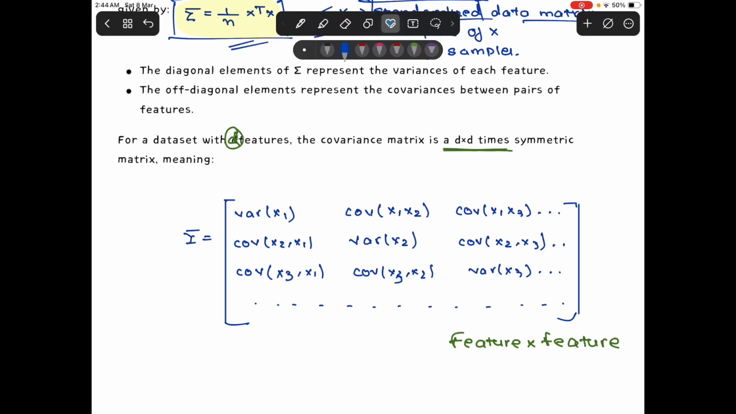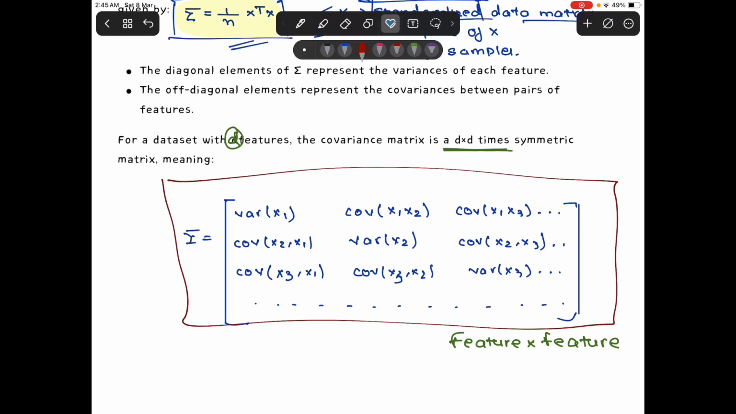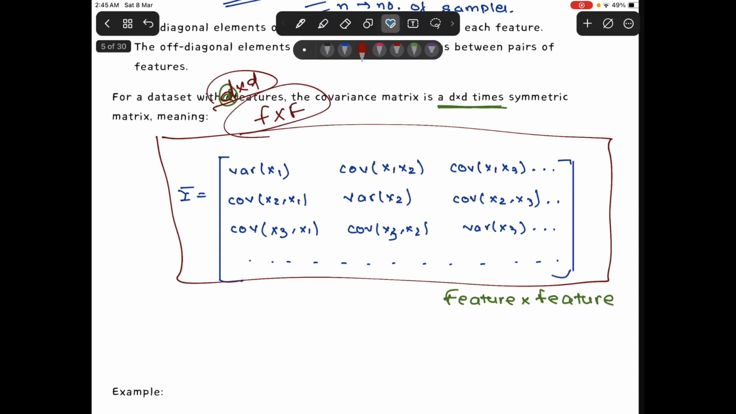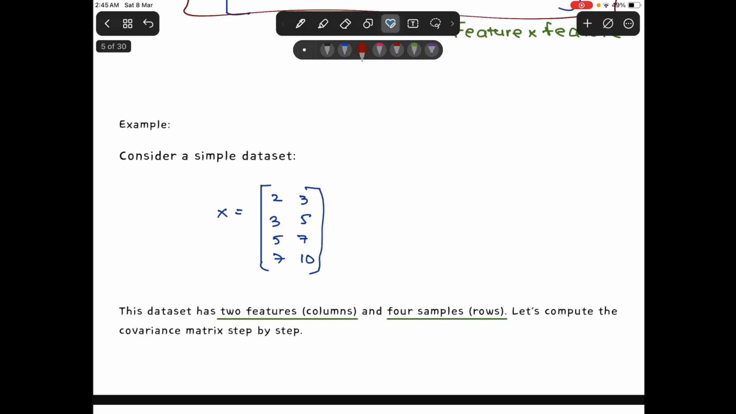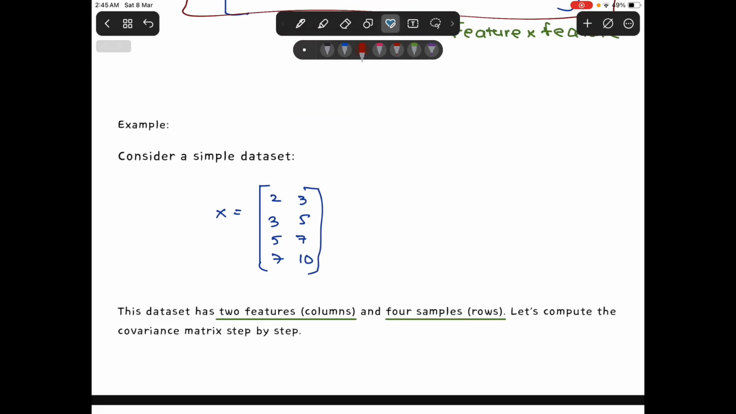So one of the most important questions we are asked after reading about PCA is, what is the dimension of the covariance matrix? And that is D into D, or F into F, feature into feature. So let's first understand what a covariance matrix is. Okay, so covariance matrix, let's denote it with sigma.